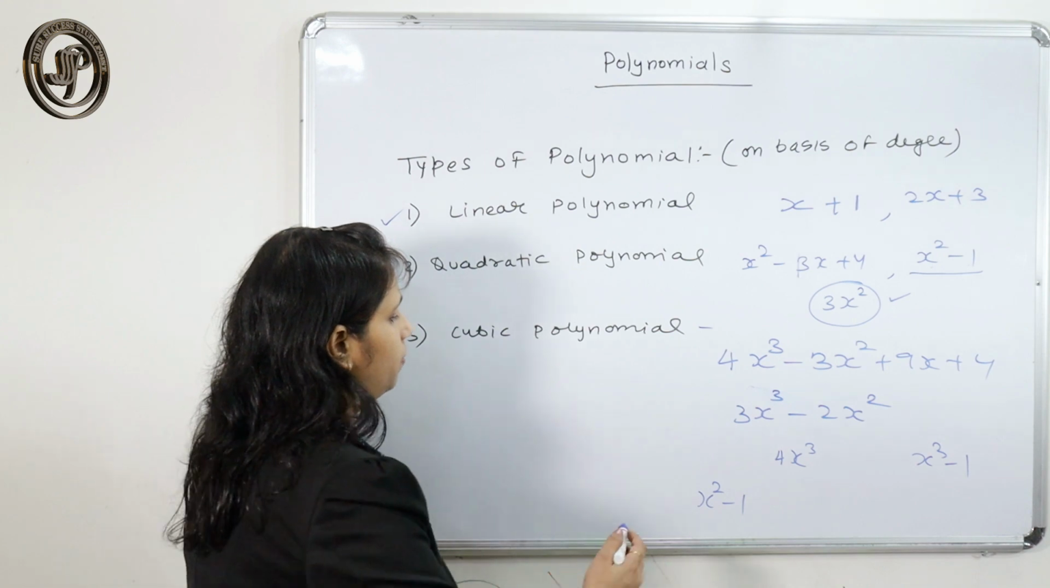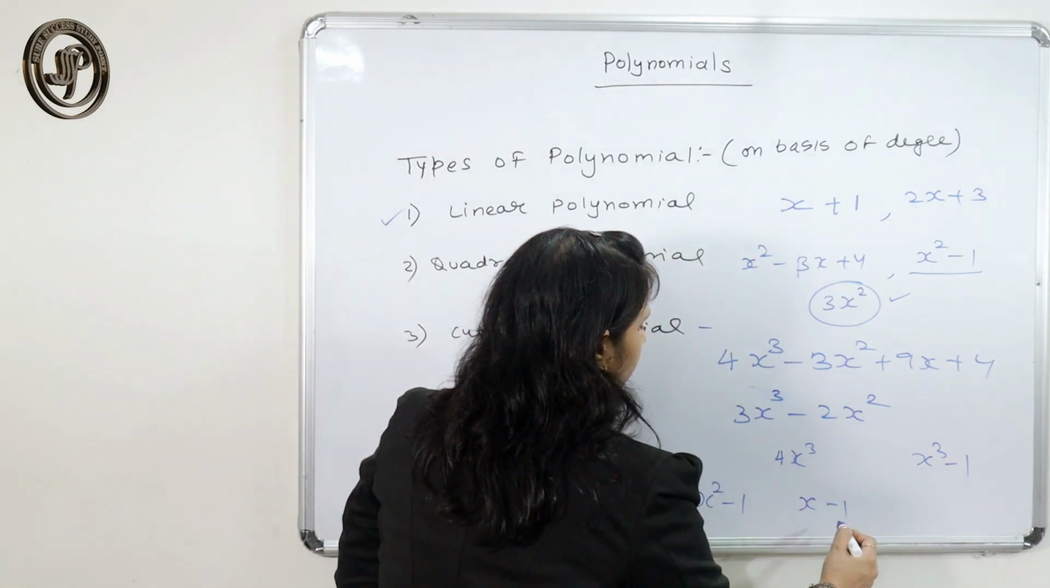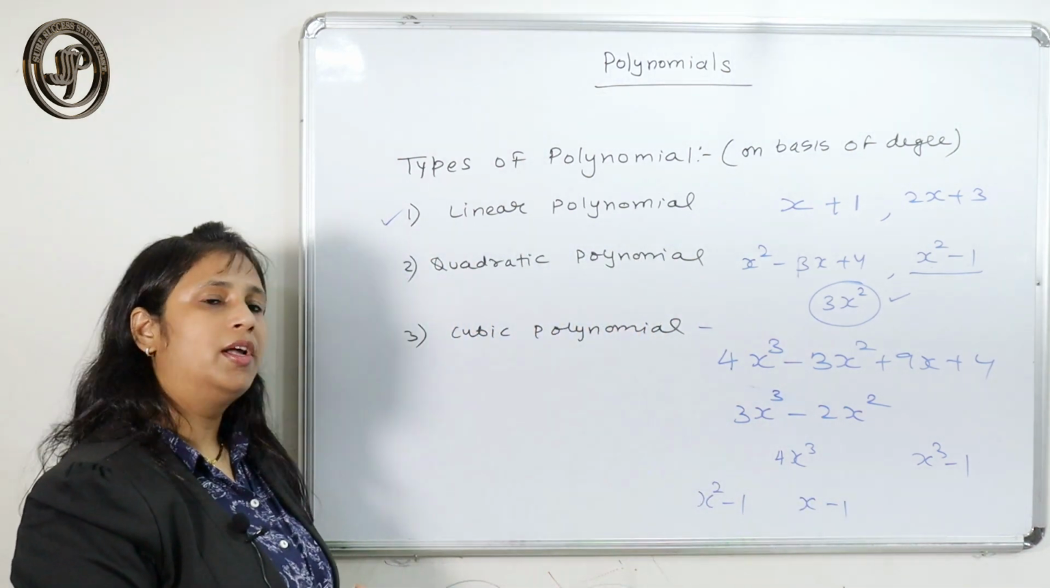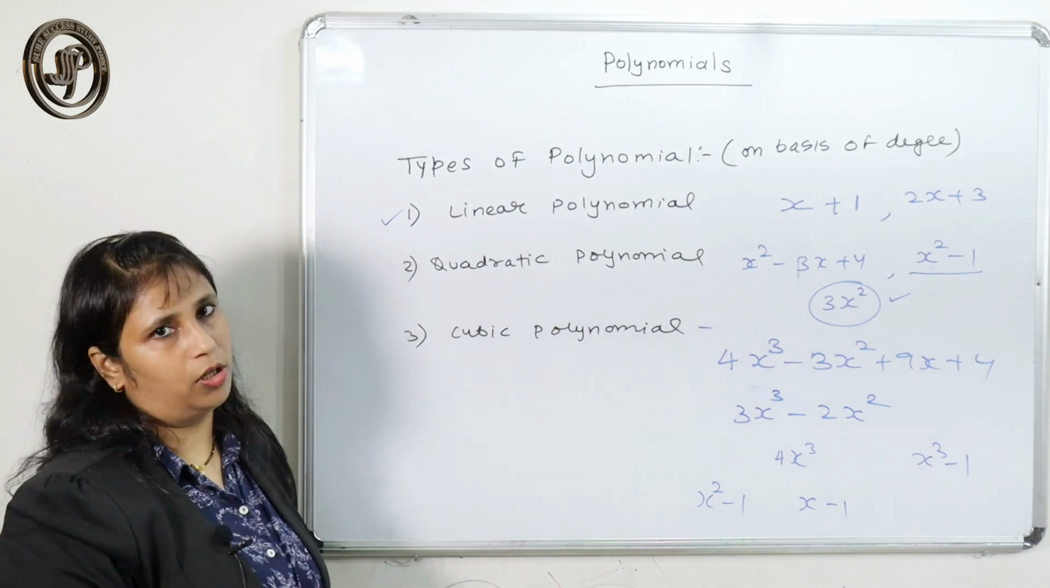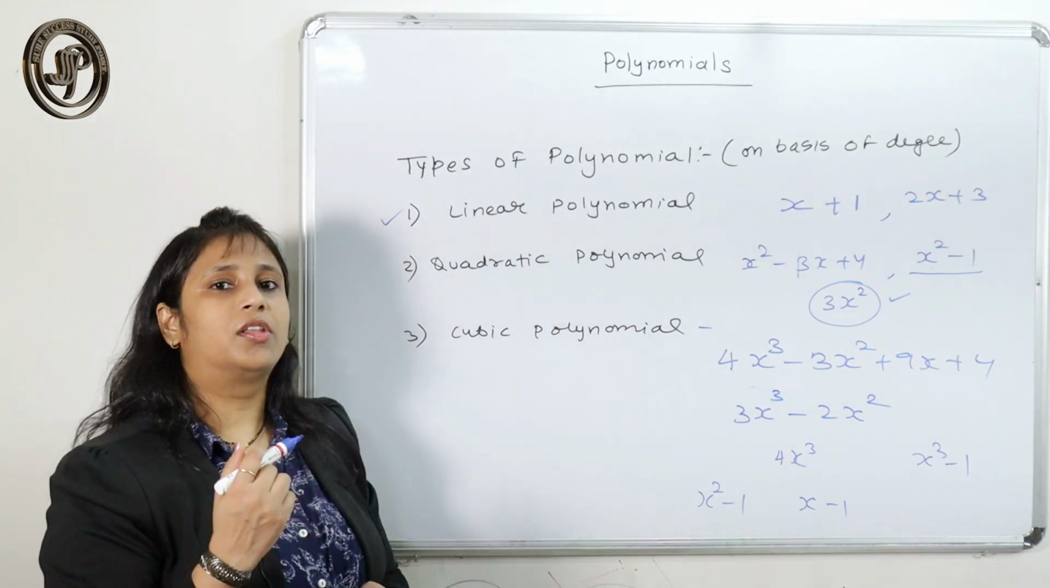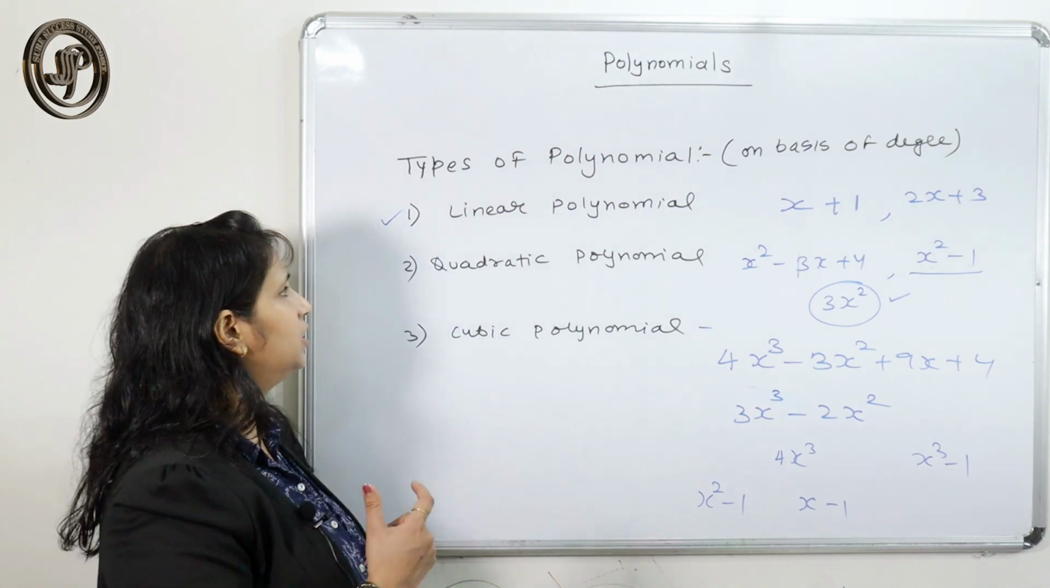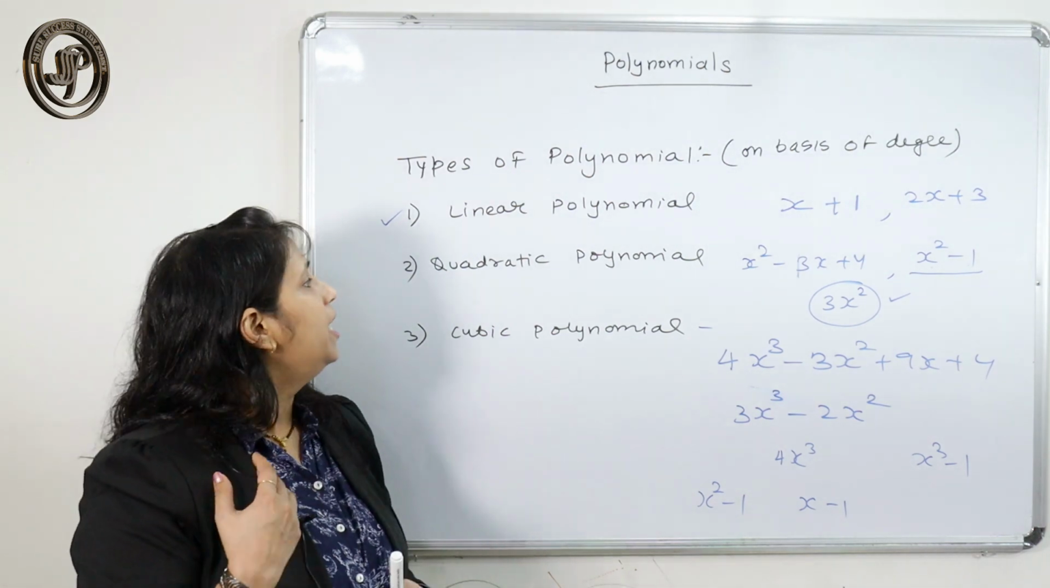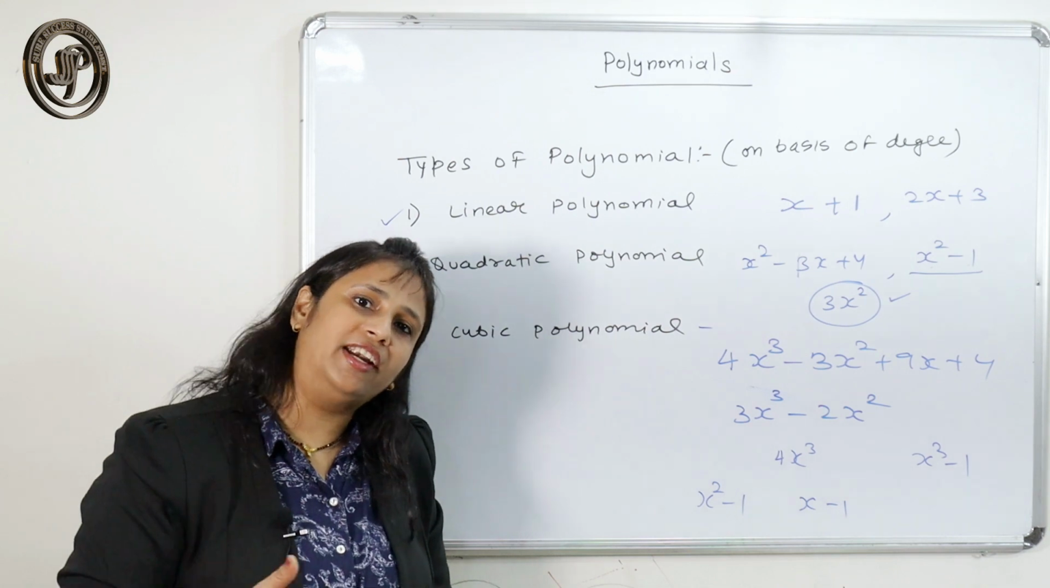quadratic polynomial because its degree is 2. If I write only x minus 1, then it is a linear polynomial. So, in this way, on the basis of degree, we can classify polynomials as linear, quadratic and cubic.